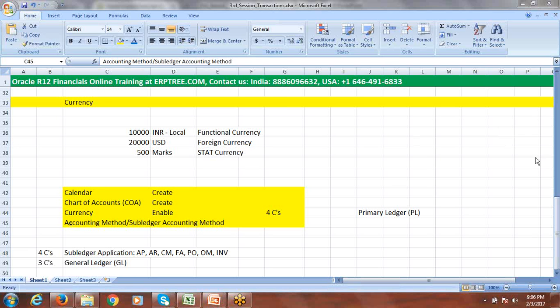Hi, Lakshman. Can I know the difference between primary ledger and general ledger? Okay, good question. General ledger is one of the applications. We already discussed that, right? General ledger is one of the applications. Within that General Ledger application, one of the features is the primary ledger.